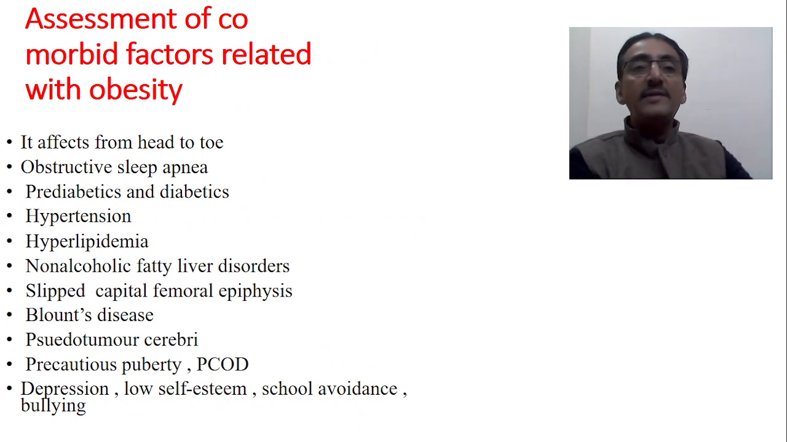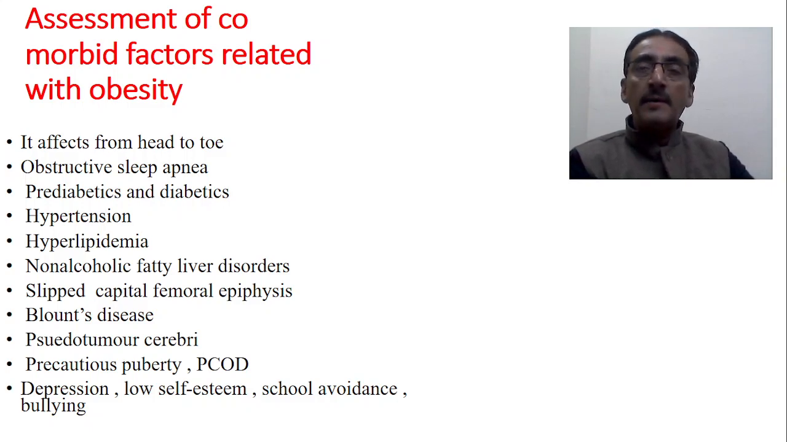Now we also have to assess the comorbid factors related to obesity. It affects from head to toe. Okay, obesity is going to have a number of comorbidities, and it is going to affect a person or a child from head to toe. So one of the main things because of obesity is obstructive sleep apnea. The child is sleeping with an open mouth, and there is snoring, and after snoring suddenly the child gets up from sleep and again goes back to sleep. So this is obstructive sleep apnea. There will be disturbed sleep.